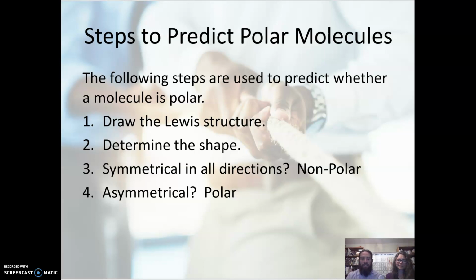Is it asymmetrical? If it has a lone pair, maybe it has an odd atom. Maybe it has 3 hydrogens and a chlorine as terminal atoms. This would be considered asymmetrical. This is going to be a polar molecule.